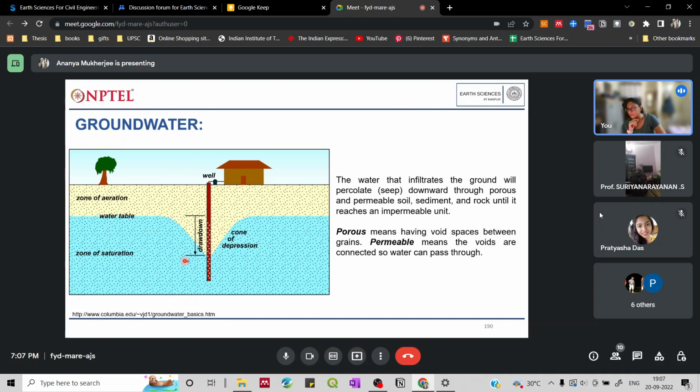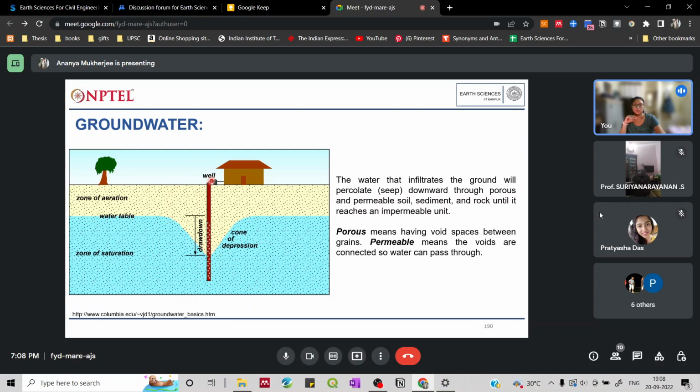So you can see in this diagram, you have the zone of aeration, you have the water table, you have the zone of saturation. Okay, so the zone of aeration is the moist top layer of the soil, but it is not fully saturated with water. This can also be called the unsaturated zone. And then beneath this is your water table and your saturated zone.